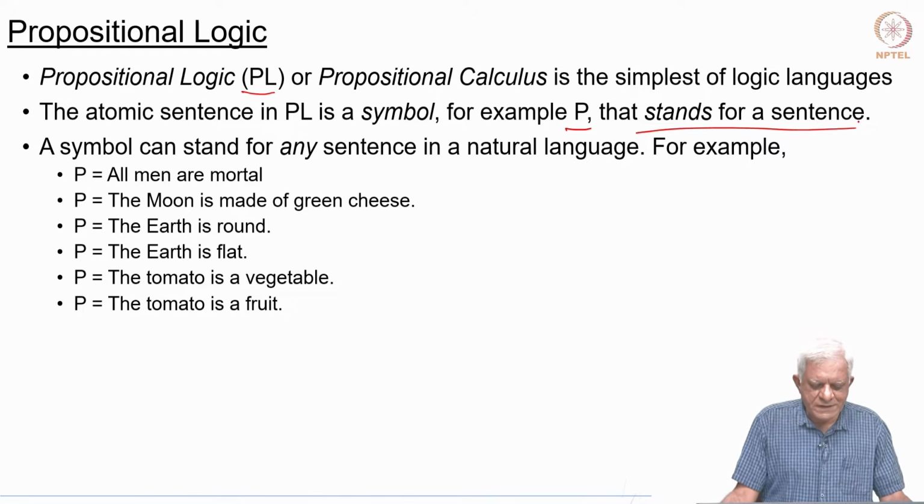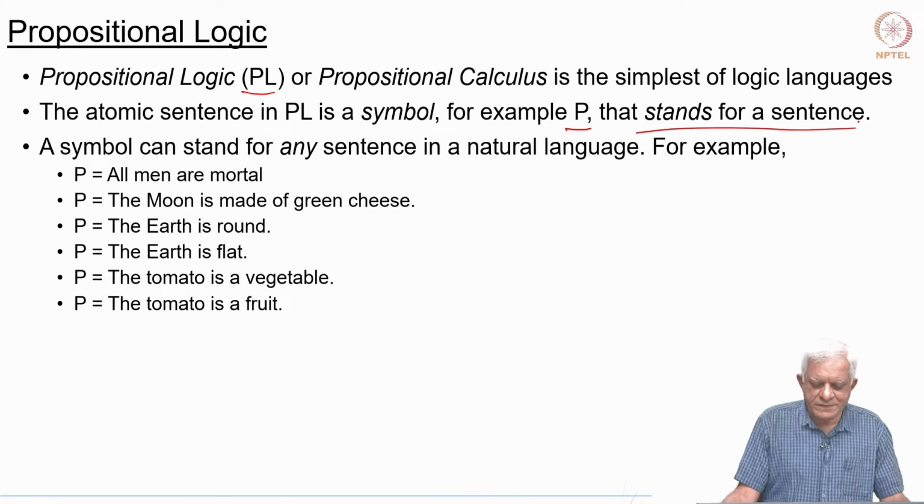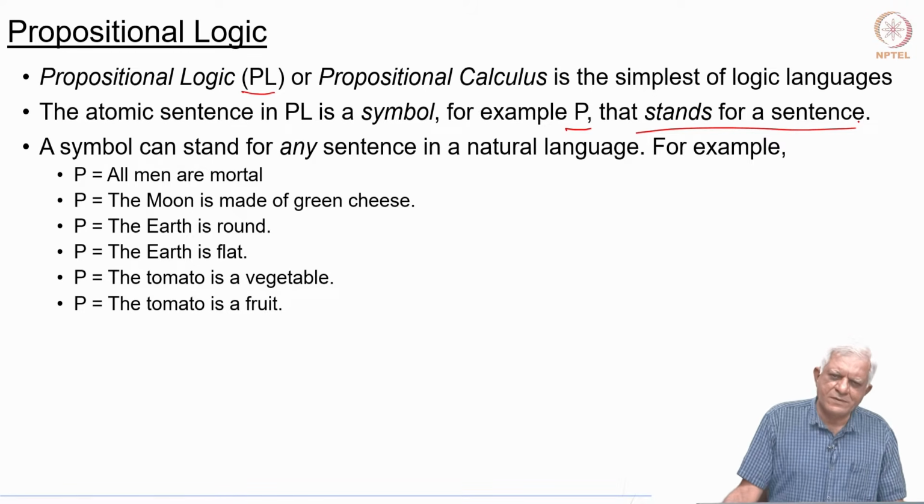So, here are some examples that I have written. All men are mortal. We saw that was part of the syllogism. But as far as propositional logic is concerned, it is just a sentence. We could call it P or Q or R or anything, it does not matter essentially. Then any of the other sentences that I have written here, the moon is made of green cheese. You may not believe it, but it is a sentence, which means it can be either true or it can be false. So, most of us of course, will believe that it is false, because by now we know that it is not made of green cheese. We have got astronauts landing on the moon and stuff like that.